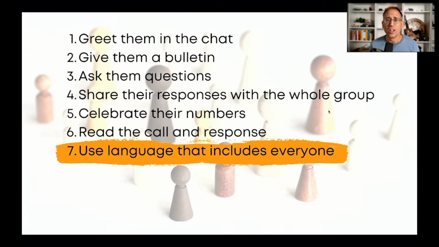Number 7. Use language that includes everyone. Oh, this is important because it's so easy for us to just replicate the past rather than reimagine what's needed for the present and the future. By that, I mean we replicate the liturgies of our past, or regurgitate them, I like to think sometimes. And that means the language is often contextual to the people in the physical space.